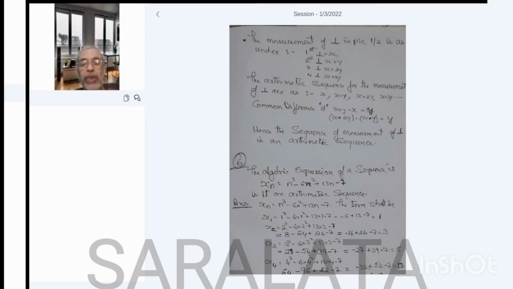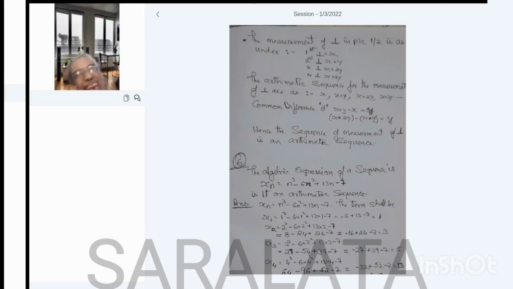The algebraic expression of a sequence is xn, which equals n cube minus 6n squared plus 13n minus 7. That's your sequence, that's your algebraic expression. That's the algebraic expression of this sequence.